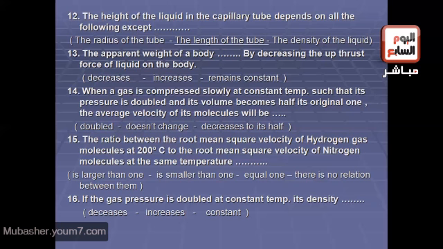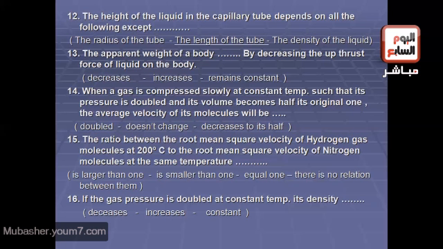the body. Here you must remember the relation between the apparent weight and the upthrust. The relation says that FB equals FG minus FG dash, and this means when the upthrust decreases, then the apparent weight increases. So the answer will be, yes, that's right, increase. Apparent weight of a body increases by decreasing the upthrust force of liquid on the body.